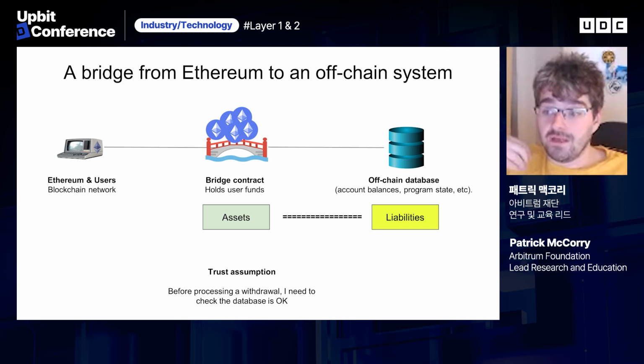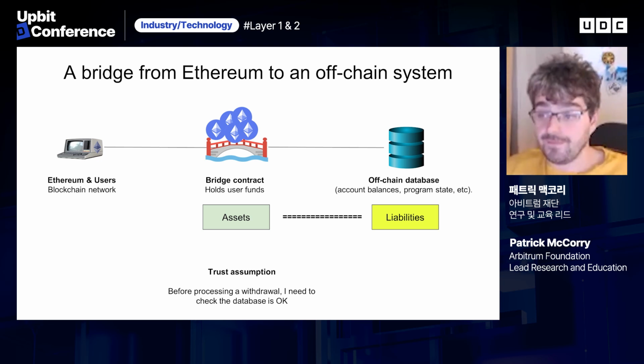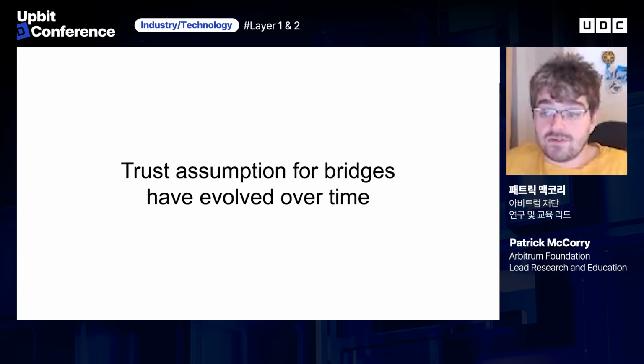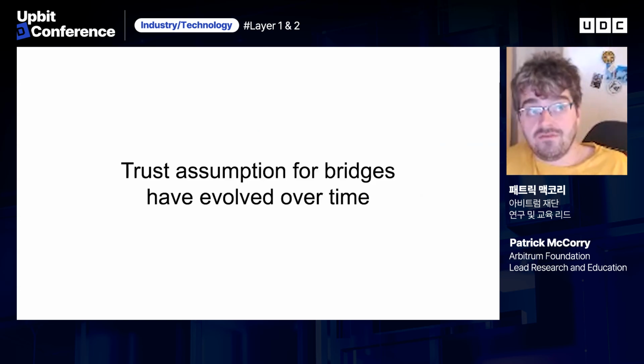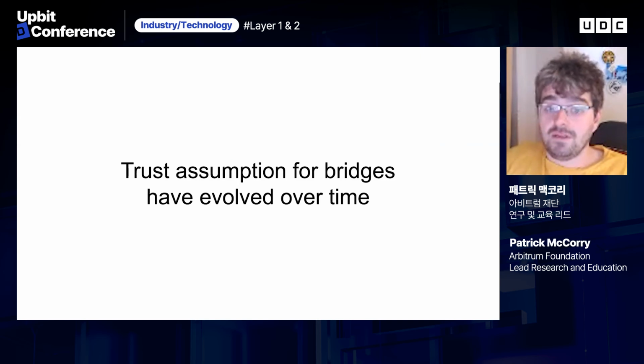What the bridge really wants to make sure is that the system's solvent: the bridge's assets can cover the liabilities in the off-chain system. And the bridge needs to be convinced that it is solvent, it can cover the liabilities, before it allows users to withdraw their funds. And so as the trust assumption, how can the bridge be convinced that the off-chain database is correct, all the liabilities are accounted for, before it releases funds back to the user?